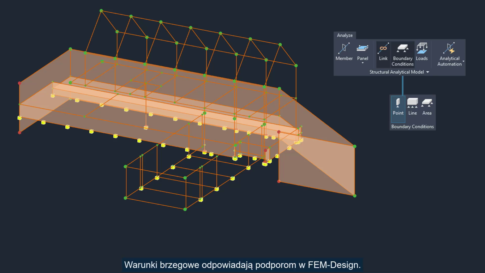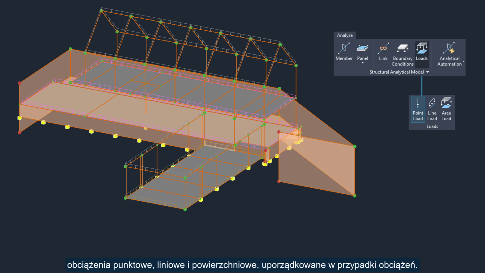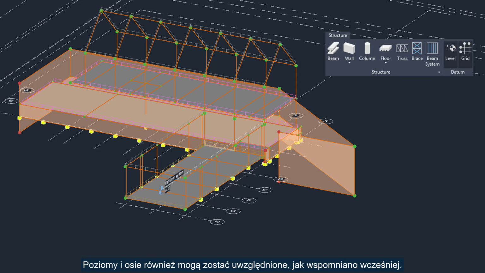Boundary conditions correspond to supports in FEM-Design. Links correspond to FEM-Design's point-to-point connections. Revit can also define simple loads, point loads, line loads, and area loads, organized into load cases. Levels and grids can also be included, as mentioned before. Levels may represent building stories, but they can also be general horizontal reference plans. Grids are useful for orientation and later model checking.